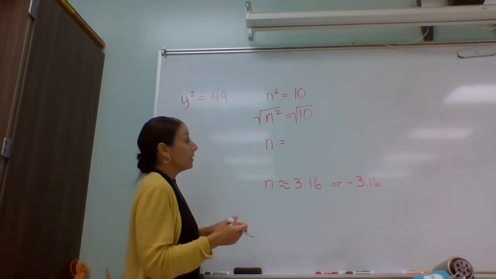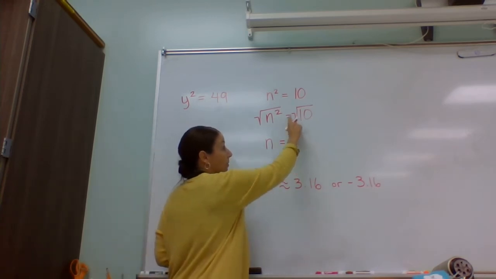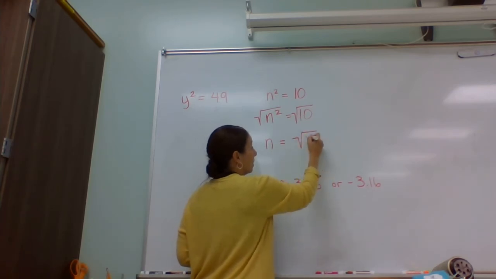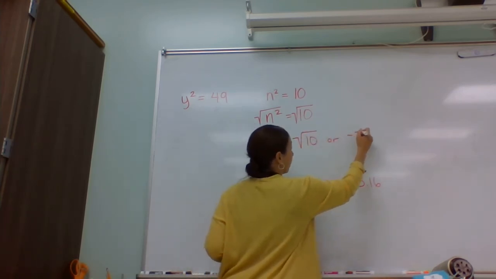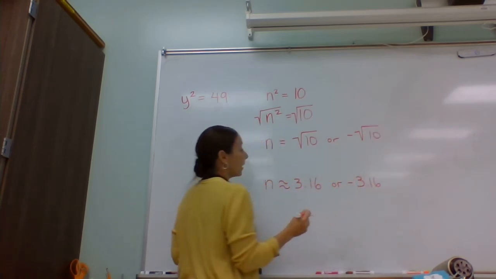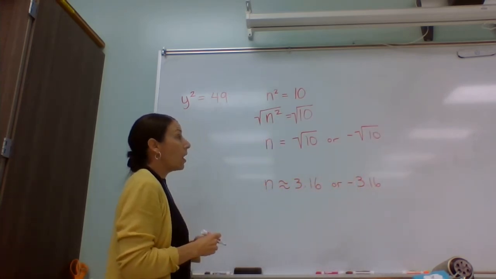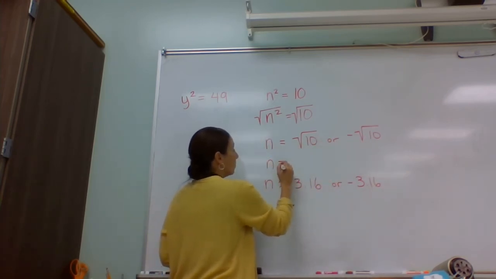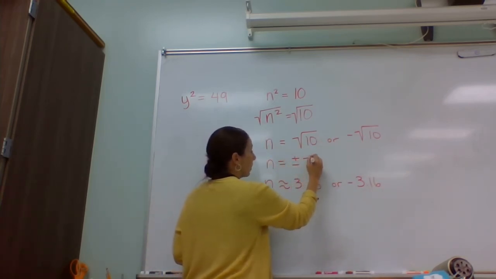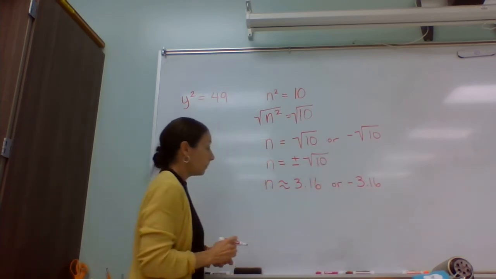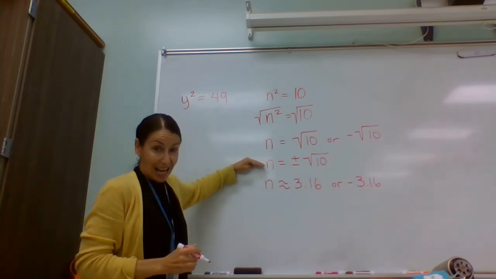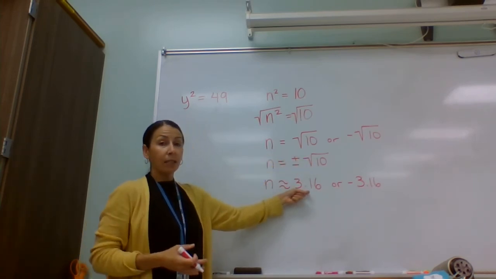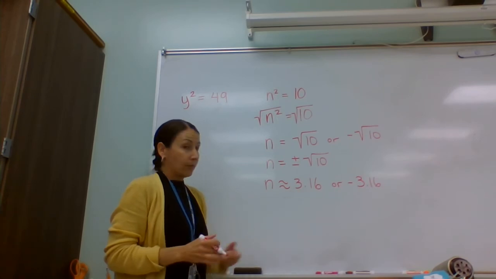But if I wanted to keep it as an exact answer, I would just keep this written in radical form. And I would say n is equal to the square root of 10 or the negative square root of 10. Or again, if I wanted to use shorthand and didn't want to write that twice, I could say n is equal to the positive or negative square root of 10. And so this is the exact answer if I kept it in radical form. And this is my approximate answer where I am rounding.